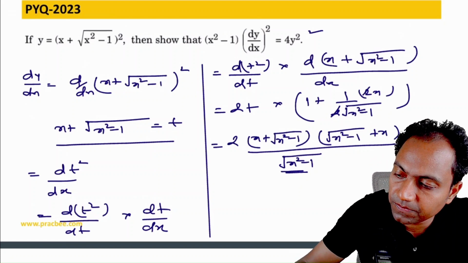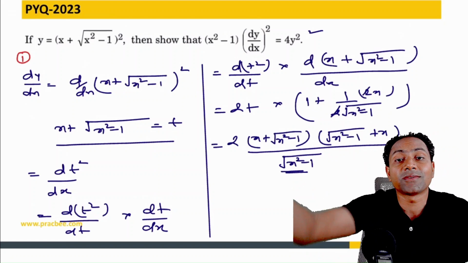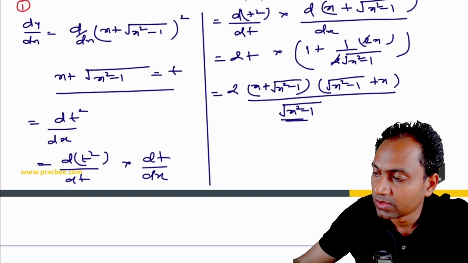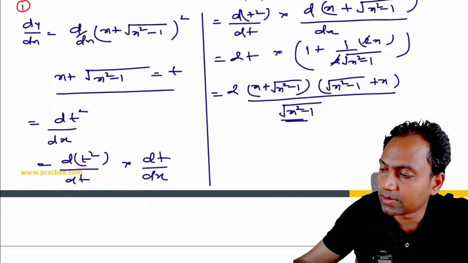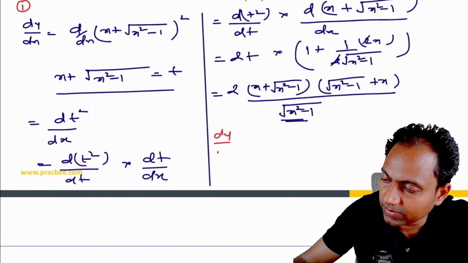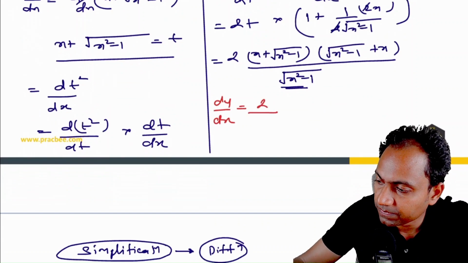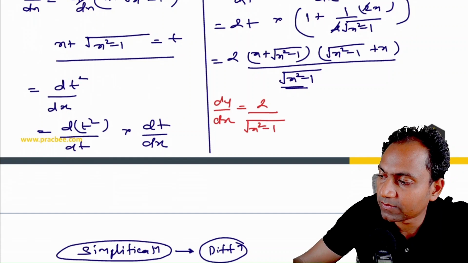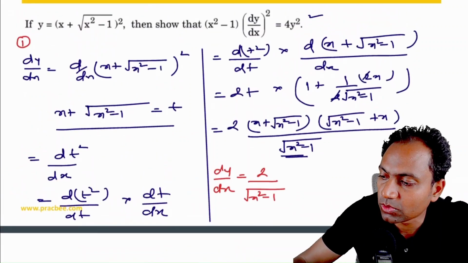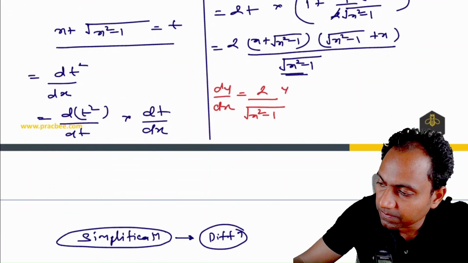So this was my first part. Now I have to do some kind of manipulation to reduce it to the form that is given in the question. So now you can see a pattern in what dy by dx is coming to, that we need to observe. If I take my dy by dx, this 2 is fine. Root of x square minus 1 is also fine. But in this part, what we are getting is x plus root of x square minus 1, the same thing. So you can replace this by nothing but 5.